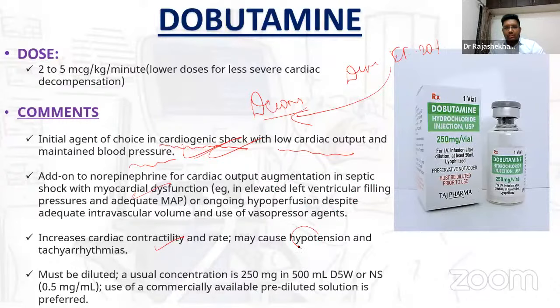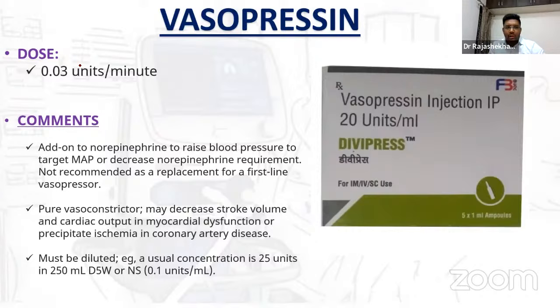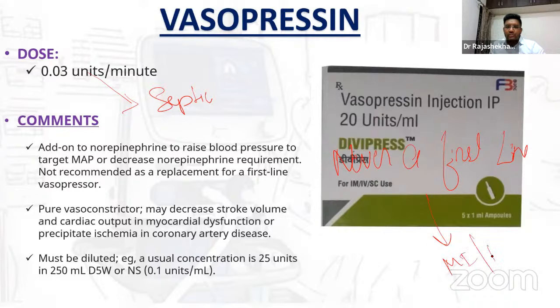Vasopressin has now come into the picture, especially in patients with septic shock. But it is never a first line. Why? Because it is a potent vasoconstrictor and can cause mesenteric ischemia and also myocardial ischemia. So it is usually used as an add-on agent to the norepinephrine requirement.